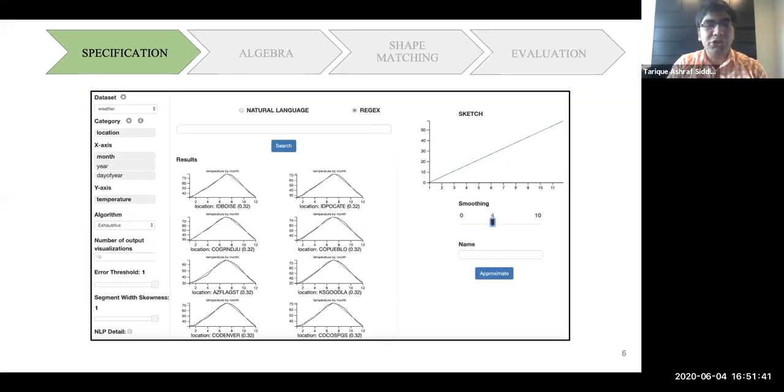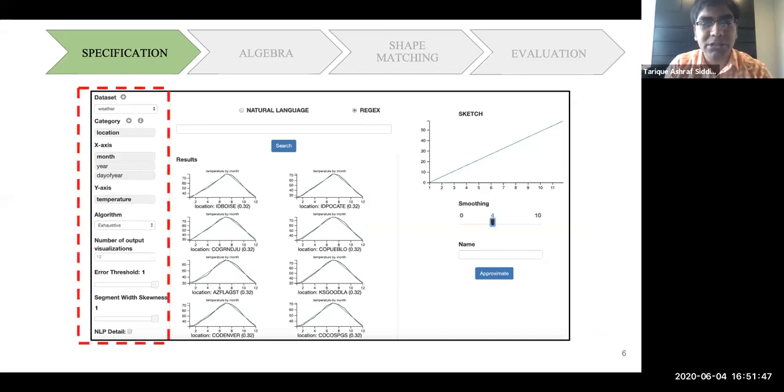So this is the ShapeSearch interface. On the left side panel, ShapeSearch allows users to upload their data set and configure the search parameters. After uploading, users can search via 3 specification mechanisms, namely natural language, regex, and sketch. While the sketch interface allows precise shape matching, very similar to other query-based sketch systems, natural language and regex interfaces are often used for flexible and approximate pattern matching.